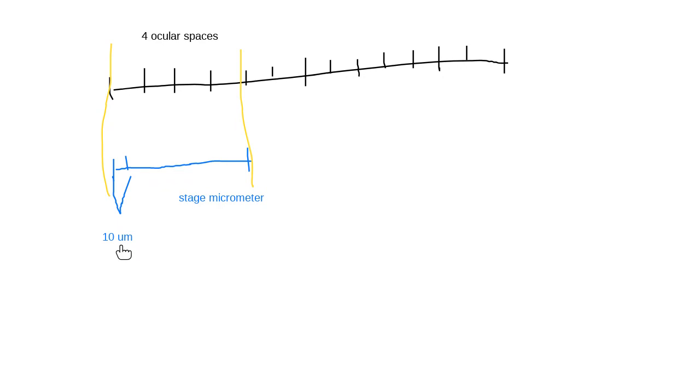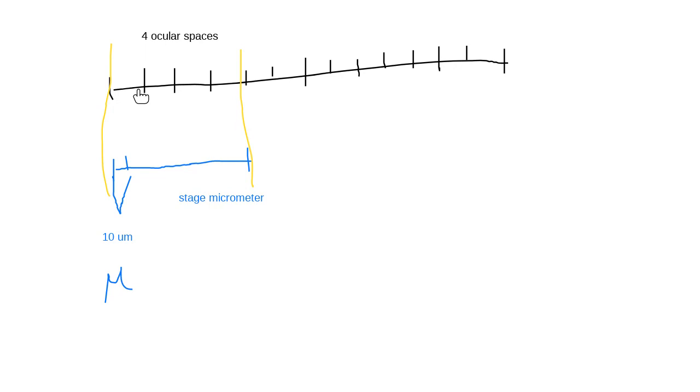Okay, so that little u is for micro. It's the shorthand for mu, the Greek letter. So we know that on the micrometer each space is 10 micrometers, and this is a ruler that physically you know the distance. This one is a physical ruler on your eyepiece, but how large these spaces are depends on which objective lens you are using.